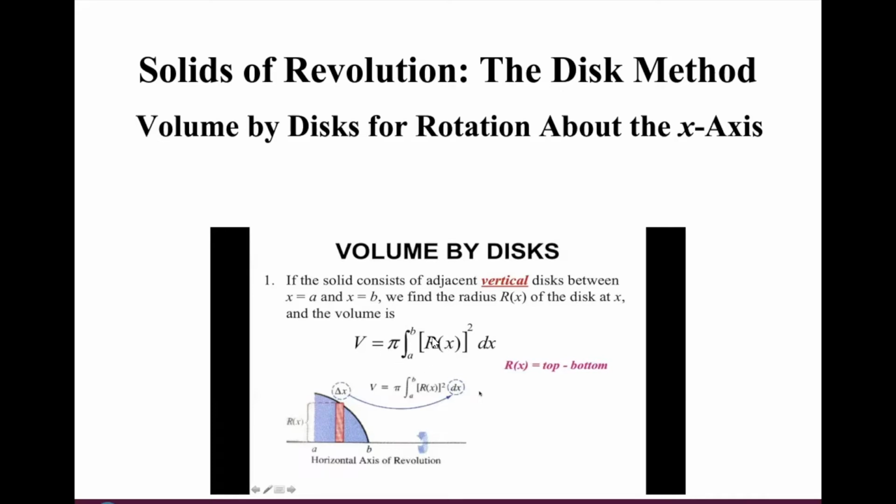It's using the previous formula that we talked about, the integral from a to b of A of x. But in this case, because the cross section is a circle, we would use the formula for the area of a circle, and A of x would be pi times R of x squared, because remember, the area of a circle is pi times R squared. So this is how you find the volume of a solid of revolution using the disk method.